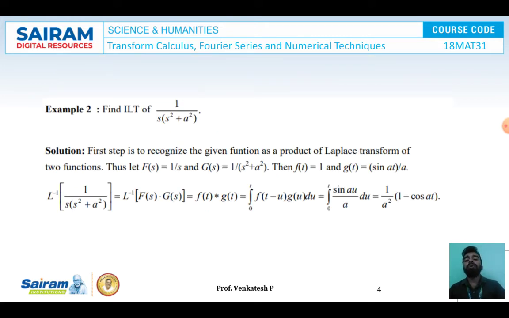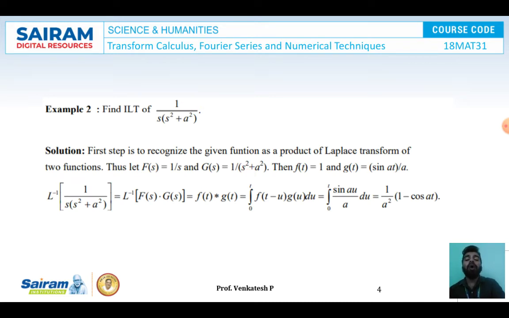Example number 2. Find the inverse Laplace transform of 1 by s into s square plus a square with the help of the concept convolution theorem. So now the first thing is we have to identify the functions F and capital G. So always we will be choosing the first function as F of s, that is F of s is equal to 1 by s, and G of s will be equal to 1 by s square plus a square.